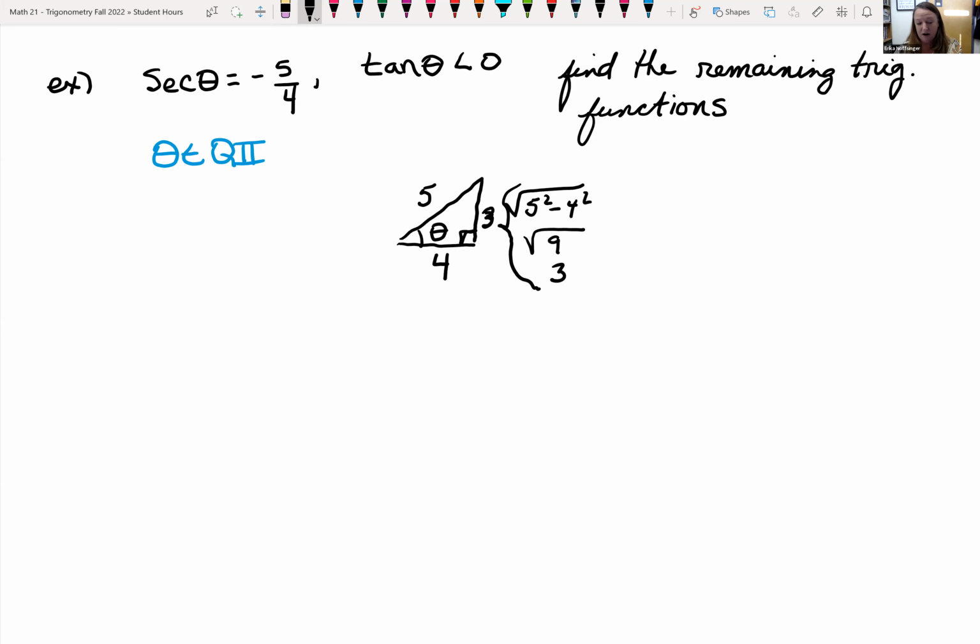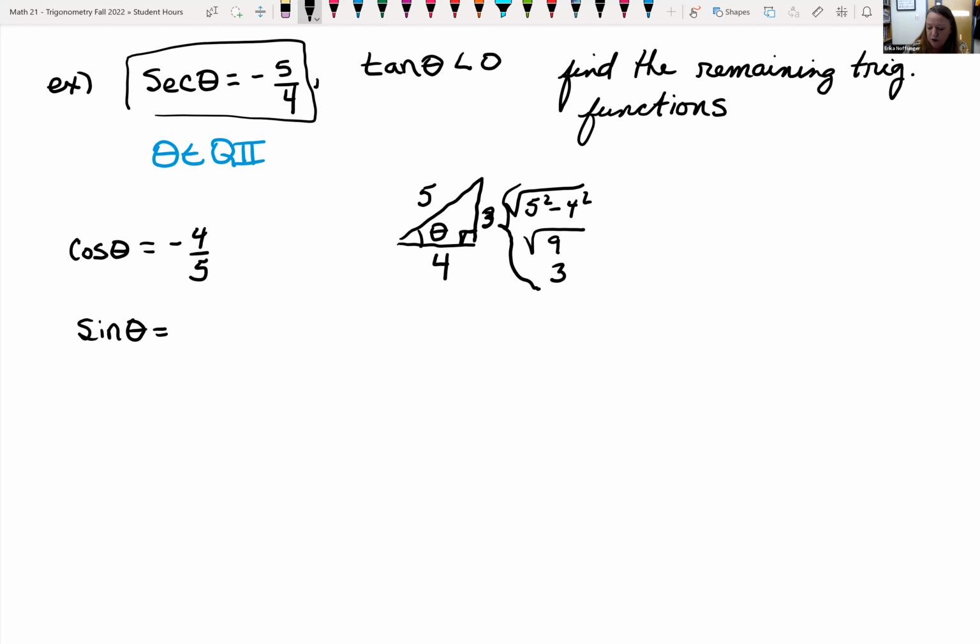And so now we can get all the rest of our trigonometric functions. Let's look at cosine theta. Cosine theta is adjacent, which is 4, over hypotenuse, which is 5. We could have gotten that from looking at 1 over cosine theta, which is secant theta, and it's negative in quadrant 2. So we get negative 4/5. I didn't need the triangle there for this one.